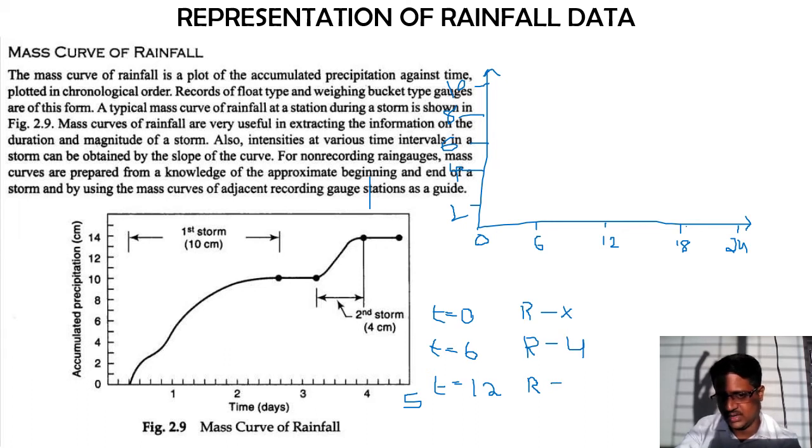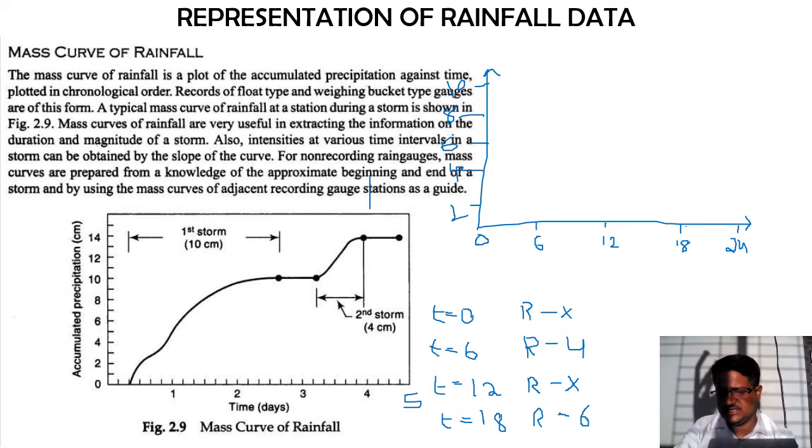At that point there was no rainfall, so I am going to make it a cross. Now again at t equals 18, there was rainfall, and the value of rainfall that has occurred is, let us say, 6 mm. Fine, so we'll just take these 4 ordinates.